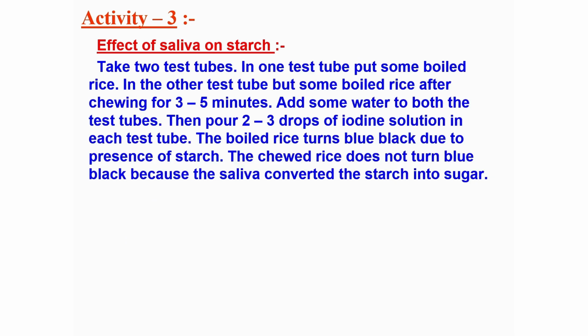Activity 3. Effect of saliva on starch. Take two test tubes. In one test tube, put some boiled rice. In the other test tube, put some boiled rice after chewing for 3 to 5 minutes. Add some water to both the test tubes. Then pour 2 to 3 drops of iodine solution in each test tube. The boiled rice turns blue-black due to the presence of starch. The chewed rice does not turn blue-black because the saliva converted the starch into sugar.